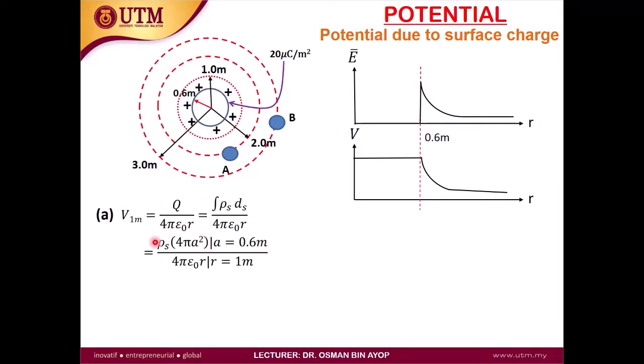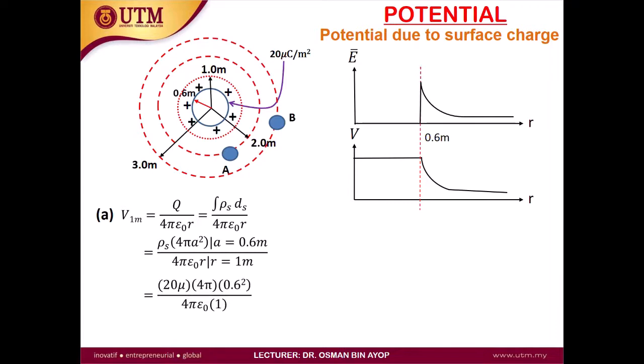So the total charge is equal to rho S dS, that's why a is equal to 0.6 meter. And below we have 4 pi epsilon naught R, where R here is equal to 1 meter because we want to find the potential at 1 meter, which is outside our charge system. Next, we insert everything.